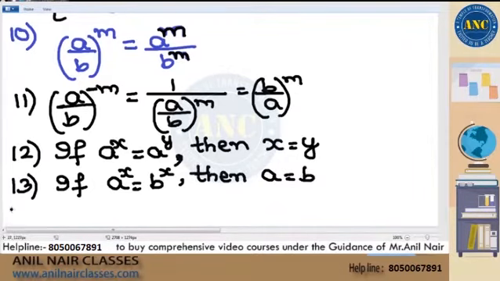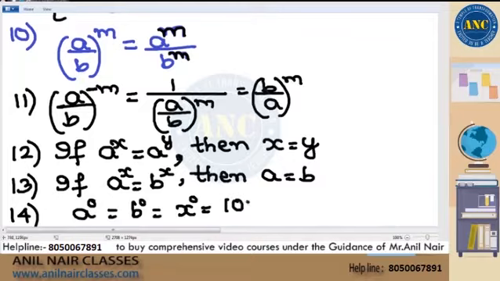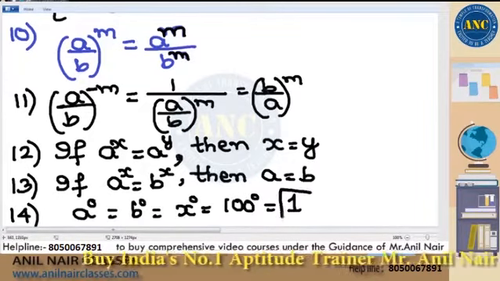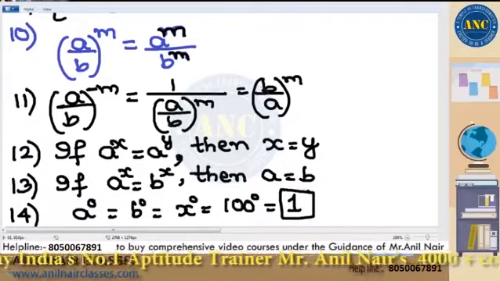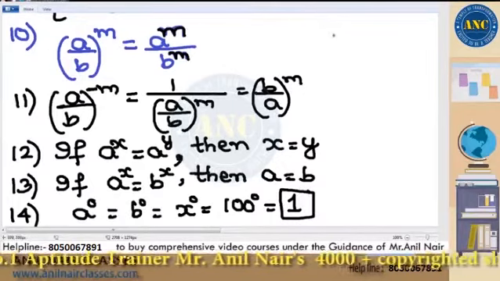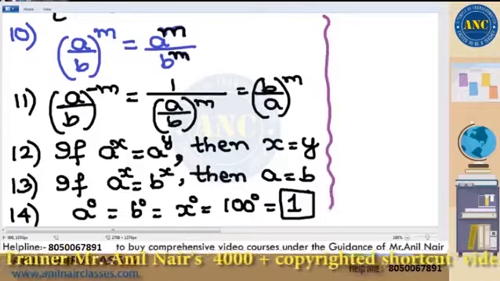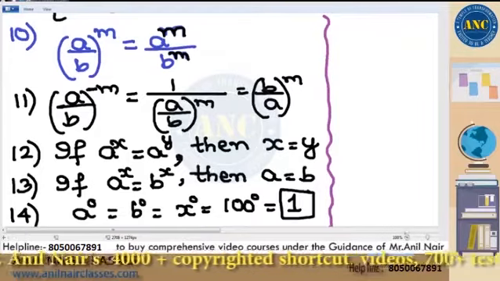Both are absolutely true. And the last thing which I definitely want you to know is a power 0 will be equal to b power 0, will be equal to x power 0, will be equal to 100 power 0. All these values will definitely give you one beautiful number, and that number is nothing but 1. I hope the idea is clear.